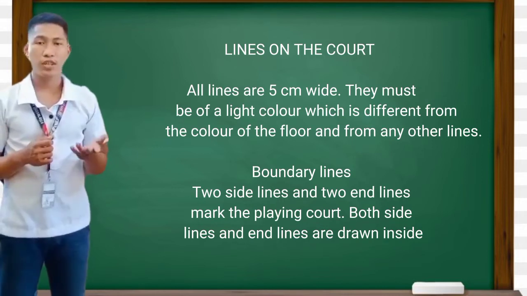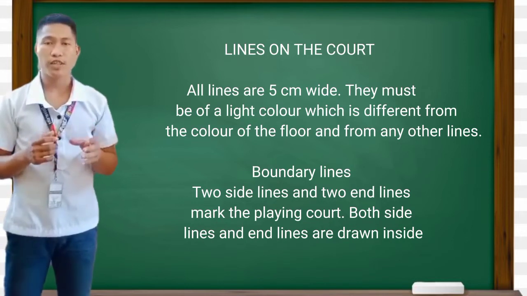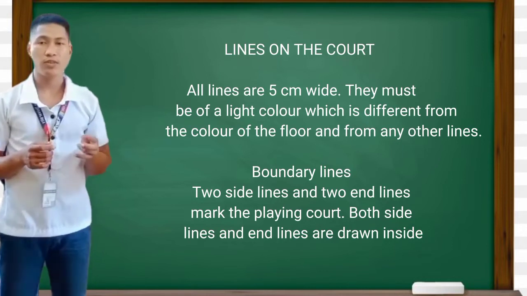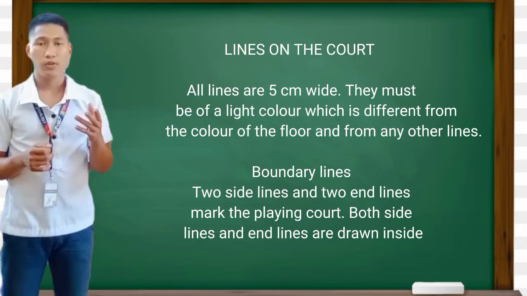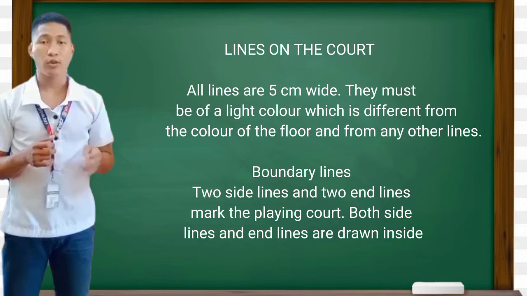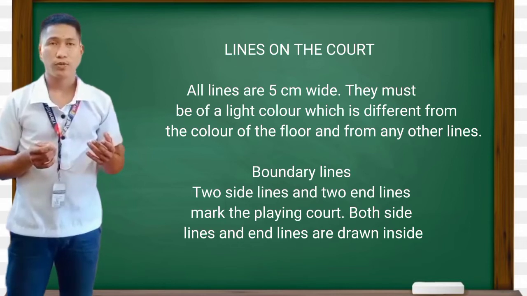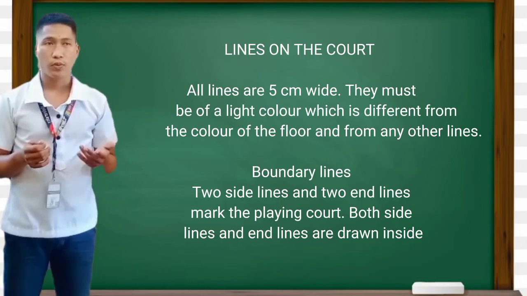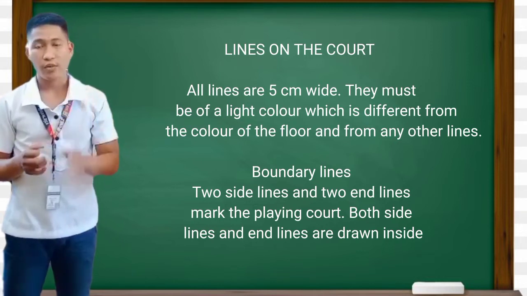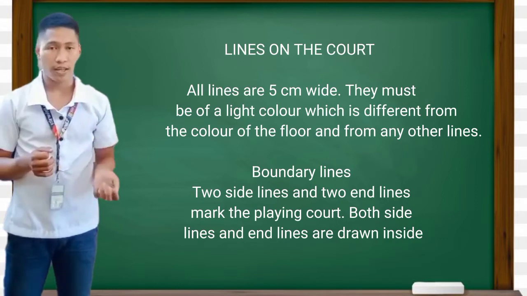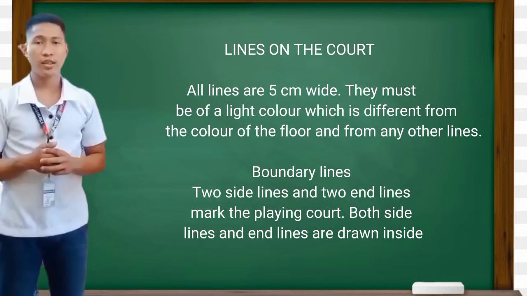Did you notice class, the lines of the court must be a light color. So when we say a light color, the first that we know is the white color, because white color is easy to see if the ball is in on the court or out of the line. So next is the boundary lines.